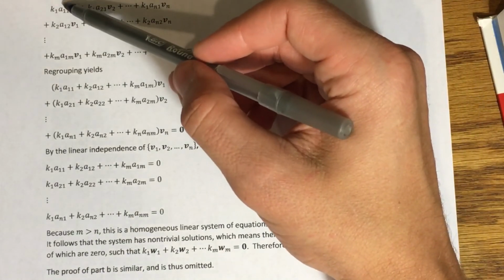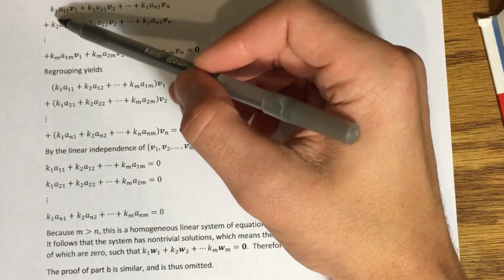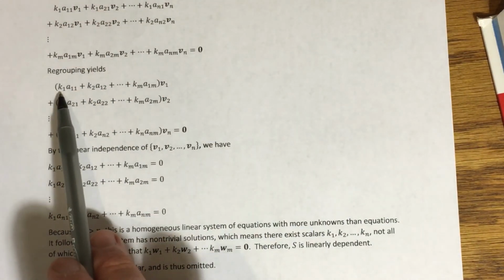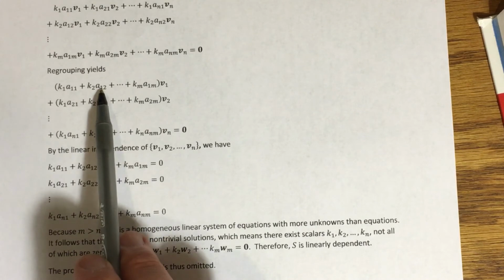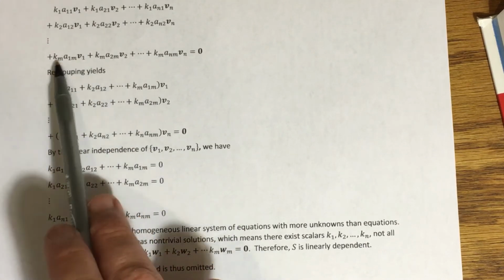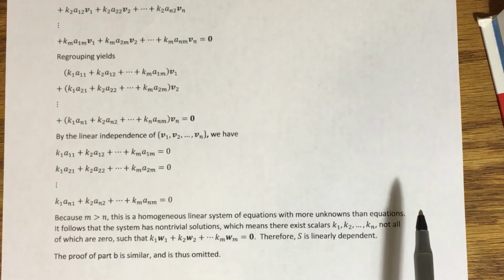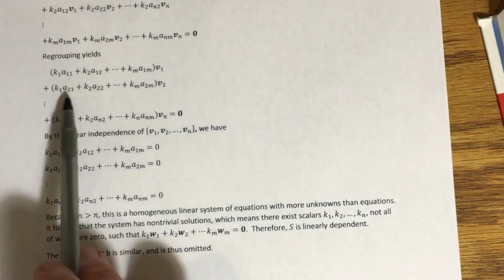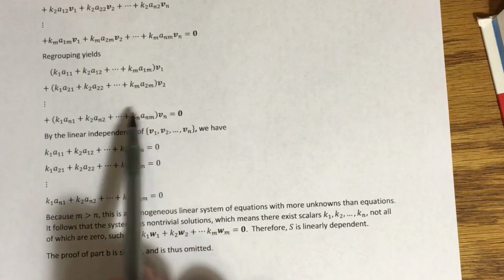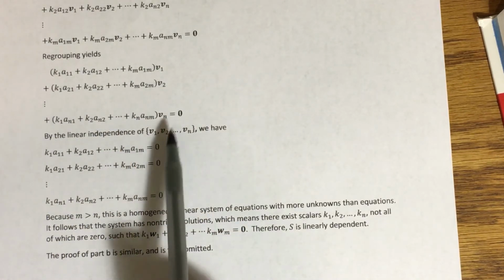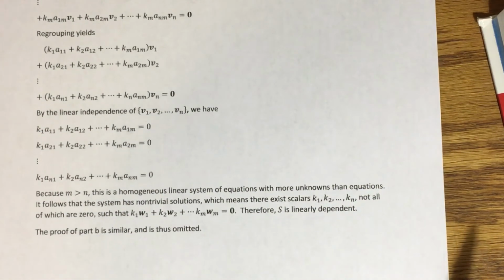So if you notice the coefficients on my v1s, k1 a11, k2 a12, if I added those vertically, this is what I would get: k1 a11 plus k2 a12 plus everything until I get to this last coefficient here. That would be the coefficient on the v1 if I grouped things that way. Similarly, I could group up my v2s and all the way through my vn's, okay? And that's equal to the 0 vector.